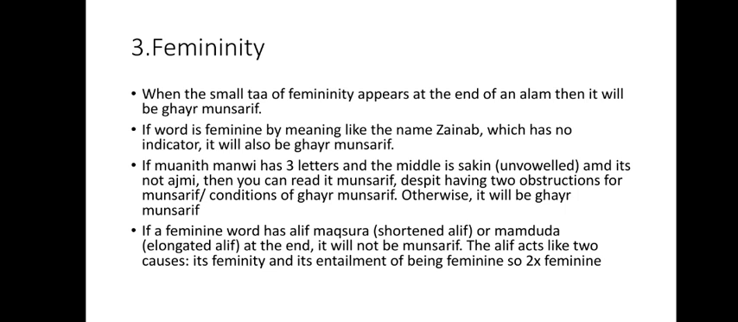So if muannath ma'anwi though has 3 letters and the middle letter is unvoweled, it has a sakin, and it isn't an ajmi, a non-Arabic word, so it's an Arabic word, then you can read it munsarif despite having 2 causes for reading it ghayr munsarif. For example, the word Hind, it's an Arabic word and it is 3 letters. The middle letter Noon in Hind is unvoweled, it's sakin, it's the name of a woman, so it's muannath ma'anwi. It can be read ghayr munsarif or you could read it munsarif. So if you're reading it in a text, then you can read it either way.